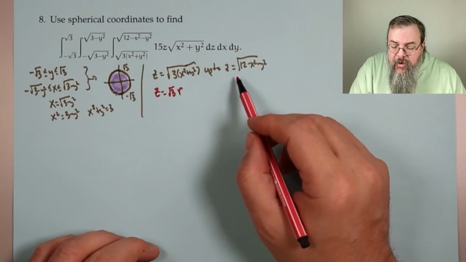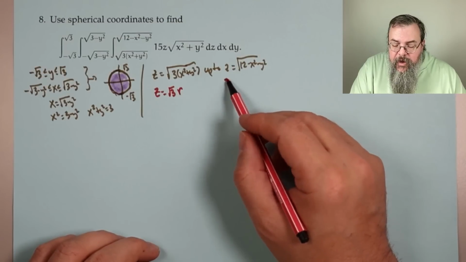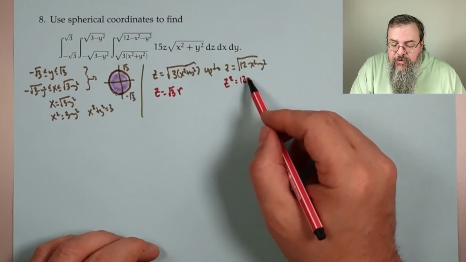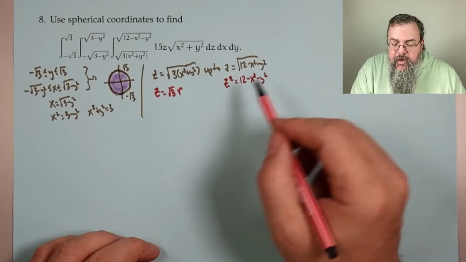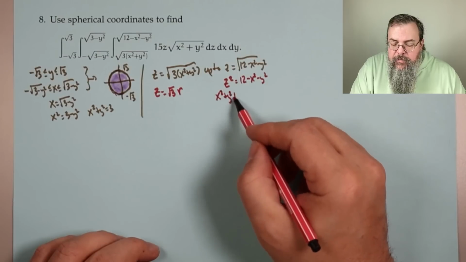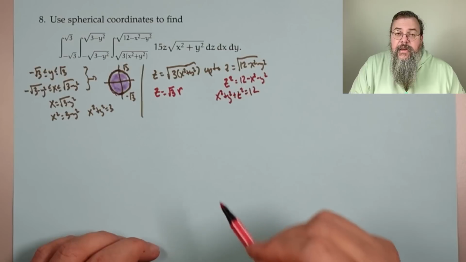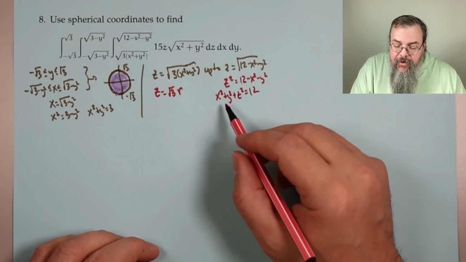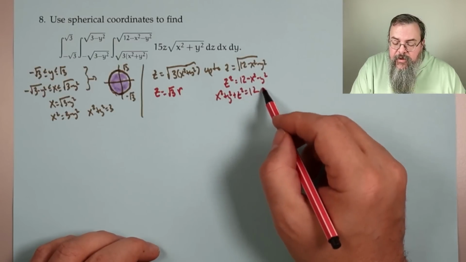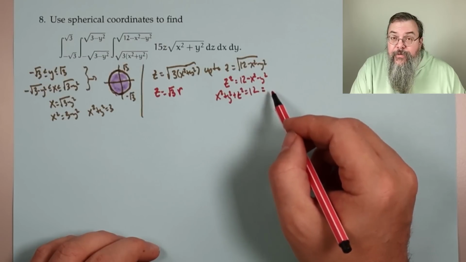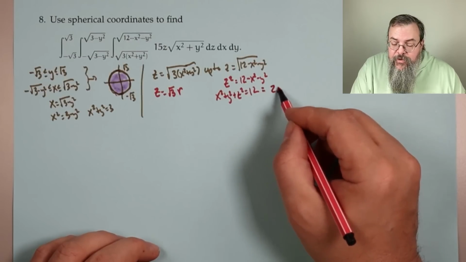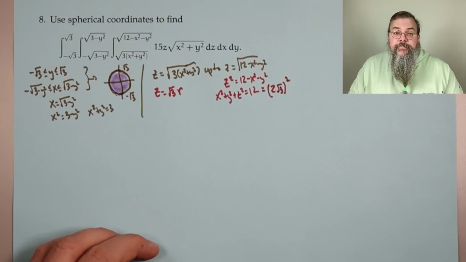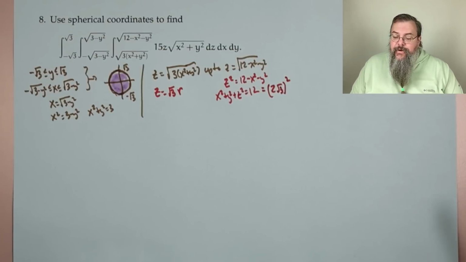All right, so what about this? Well, if we square, z squared equals 12 minus x squared minus y squared, or x squared plus y squared plus z squared equals 12, we say that's a sphere. And what sphere is it? Well, we can think about x squared plus y squared plus z squared equals 12. Well, that's really root 12 squared. Root 12 is 2 root 3 quantity squared. Okay, now, what do we sketch?